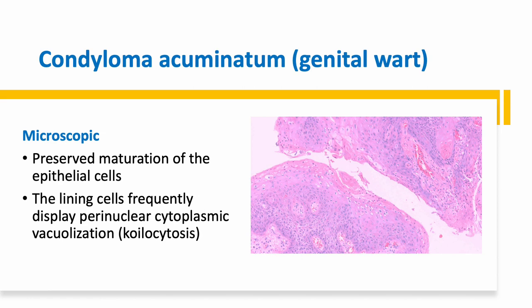This picture shows a medium power view of the surface of condyloma acuminatum, demonstrating the preserved maturation of squamous epithelium. As we see, the nuclei get smaller when they reach the surface compared to the basal layer. Also, we can appreciate the koilocytic changes in this picture, with perinuclear cytoplasmic vacuolation or clearing. This is known as koilocytosis.